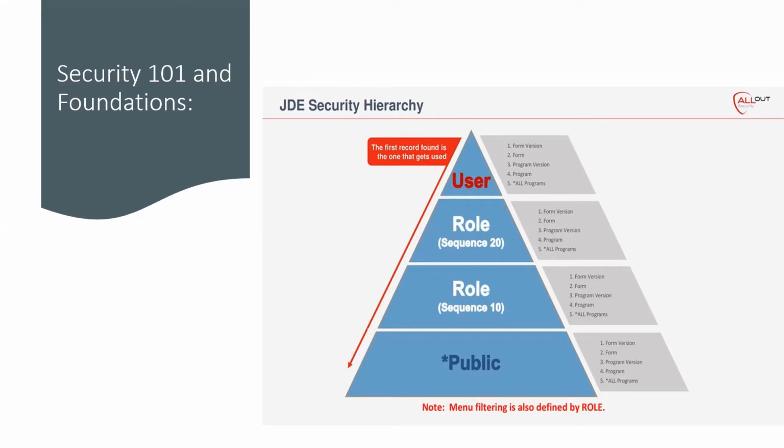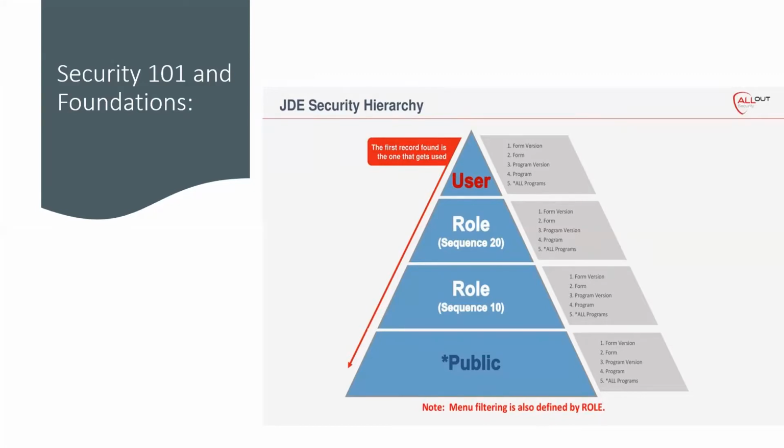Top of our pyramid here is the user. Anything assigned at the user level will be picked up first. If nothing is found at the user level, it moves down to the role level. As you can see, there are 2 roles here, one with a sequence number of 20 and one with a sequence number of 10. Sequence number does come into effect, especially when it comes to checking security in the hierarchy. I'll get a little bit more into the role sequencing issues in a minute. If nothing is found at the user or role level, then it will look at star public.